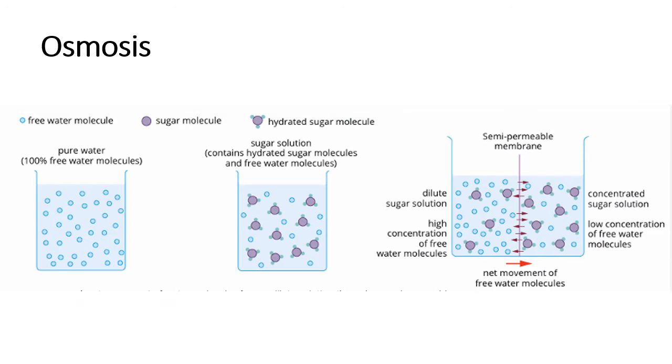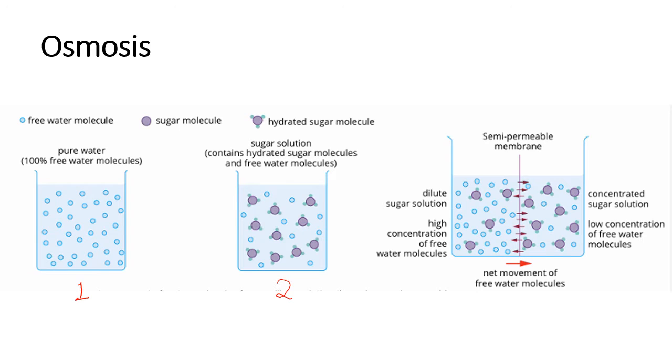In these diagrams, we can see the process of osmosis. In the first beaker, we can see a beaker filled with pure water, so it's got 100% free water molecules. In the second beaker, we can see a sugar solution. So sugar has been dissolved in the water solution, so there are hydrated sugar molecules. This means that the water molecules are reacting with the sugar molecules. There are still some free water molecules.